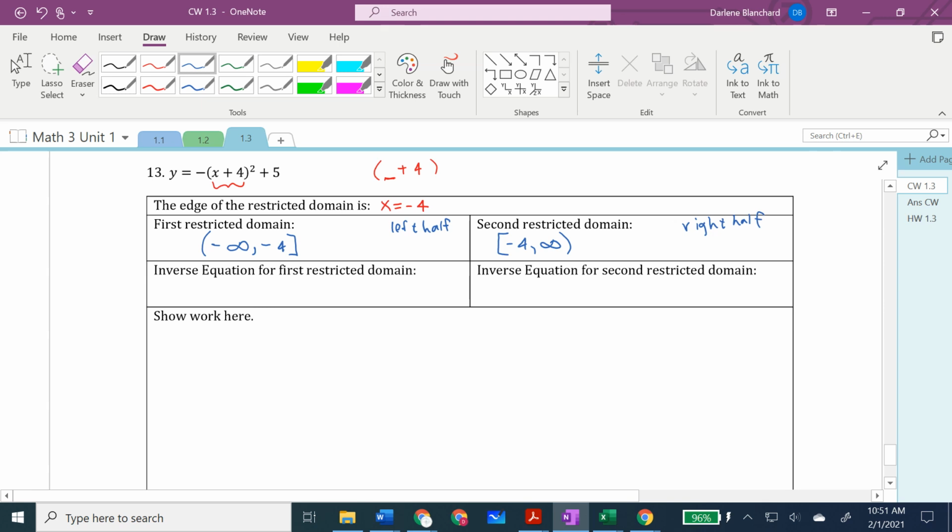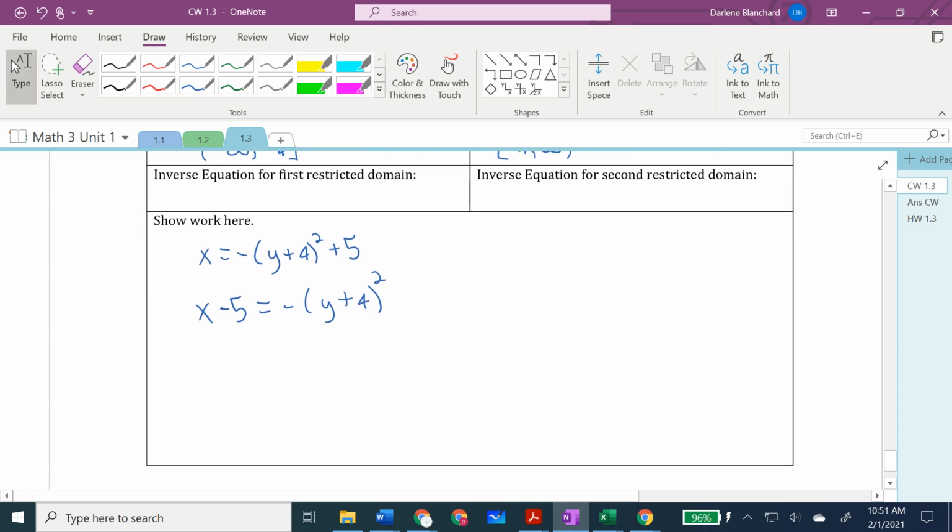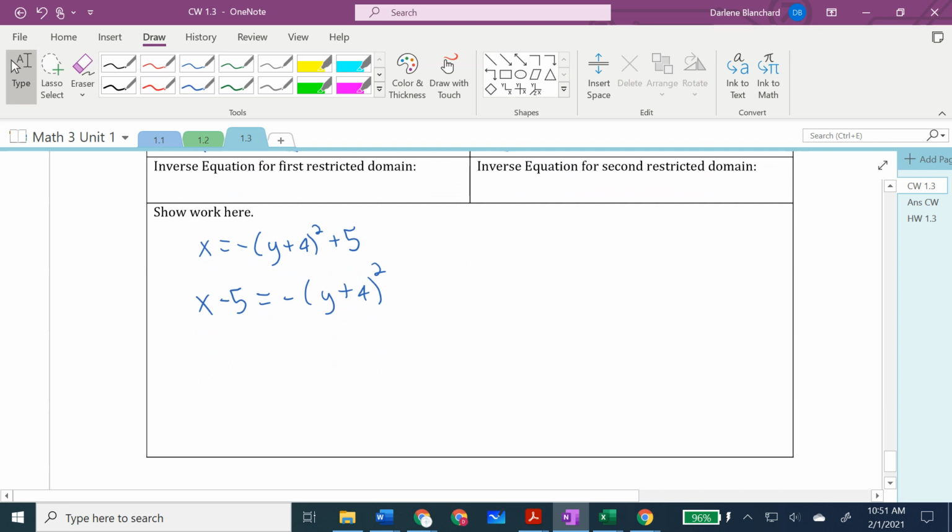Then to come up with the equations, I'm going to take my given equation, make the y an x, make the x a y. Then I'm going to isolate my y. I'm going to subtract 5 from both sides. Then when I take the square root, I do a plus or minus square root.